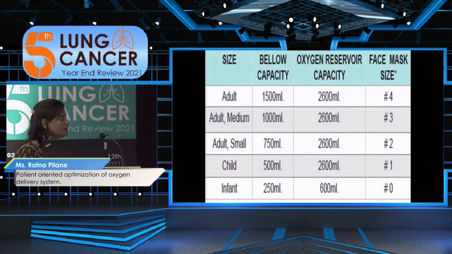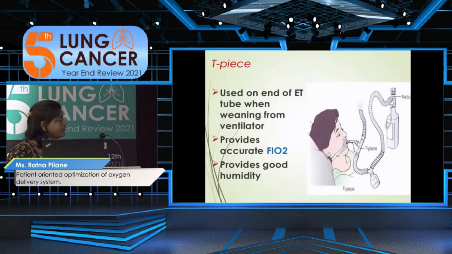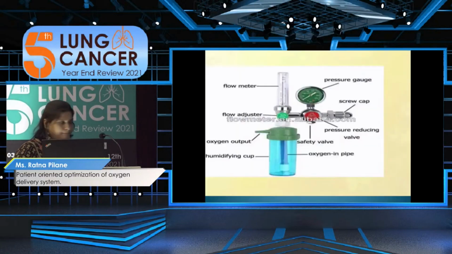Then infant, of course the capacity will reduce: 250 ml, and the oxygen reservoir is 600 ml, and the face mask size is 0 for the infant. Then this is the T-piece. When it is used at the end of the endotracheal tube when weaning from the ventilator, it provides accurate FiO2. It also provides good humidity.